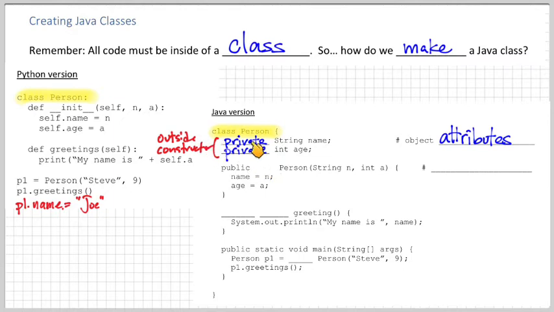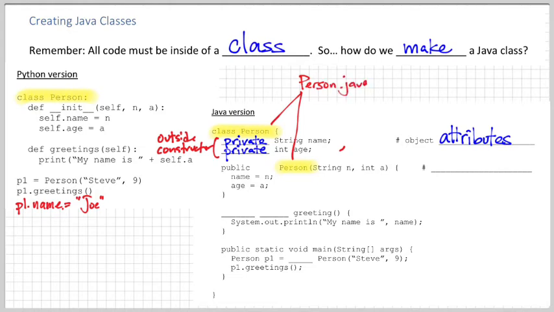Okay, so that's attributes. Let's look at our constructor. In Python, it was underscore init. In Java, notice that the name is actually not underscore init. It's the same name as the class itself. And so, in fact, it's also the same name as the file name.